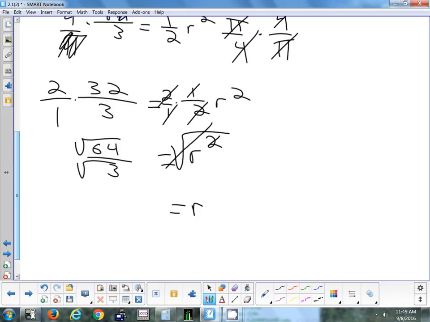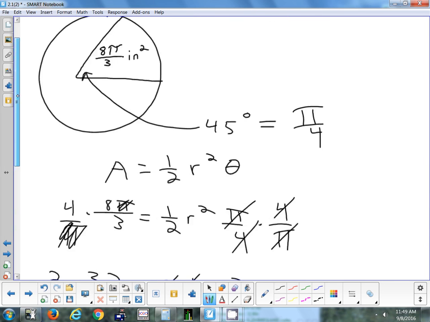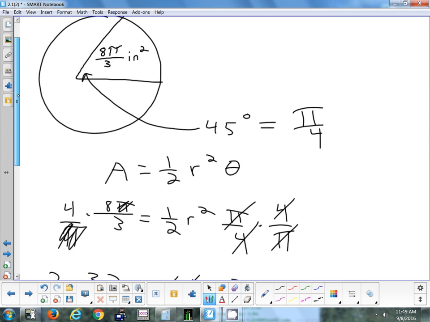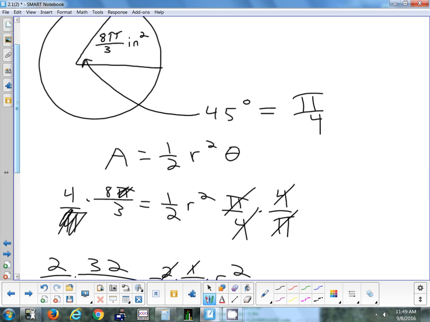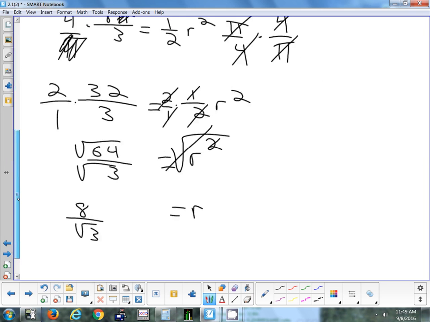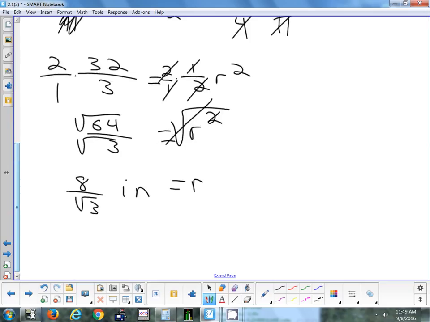And some of this I can simplify a little bit. Square root of 64 is 8. Yeah, the square root of 64 is 8 over the square root of 3. And that's a radius. A radius is a length. Lengths in this problem, inches. Okay, any thoughts on that? We talked a little about this yesterday. Yeah?